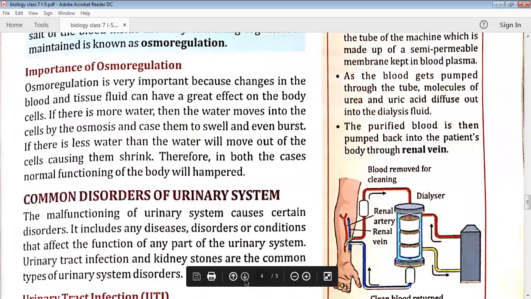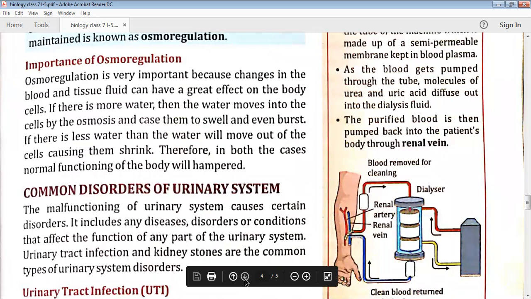Now, what is the need of osmoregulation? It is very important because changes in the blood and tissue fluid can have a great effect on the body. Everything in the body is present in a fixed ratio. If there is disturbance in any of the fixed ratios, then it will create problems, whether it is water, any kind of vitamin, or protein, anything.